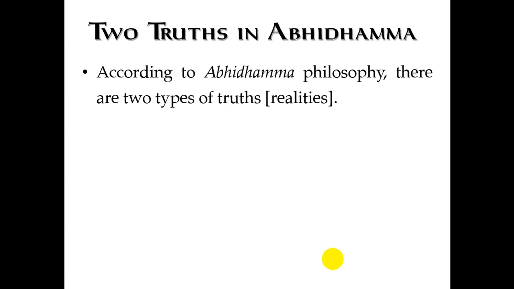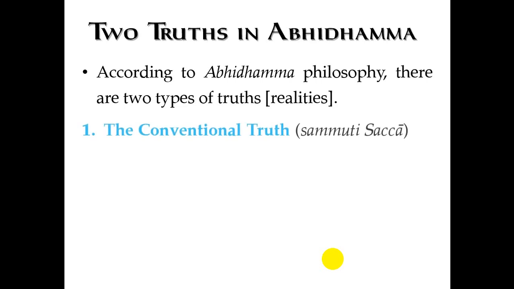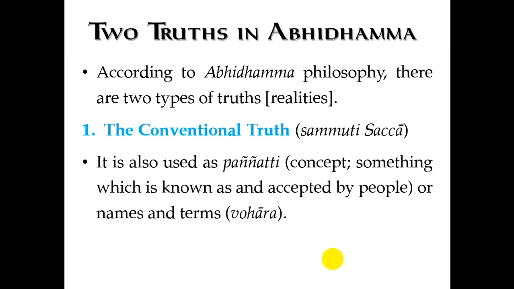Two truths in Abhidhamma. According to Abhidhamma philosophy, there are two types of truth, sometimes called realities. The truth or the reality, the same, right? Number one, the conventional truth, sammuti Saccā. I will explain it in detail. It is also used as paññatti. Paññatti, I will translate as a concept or imagination, something which is known among the people.